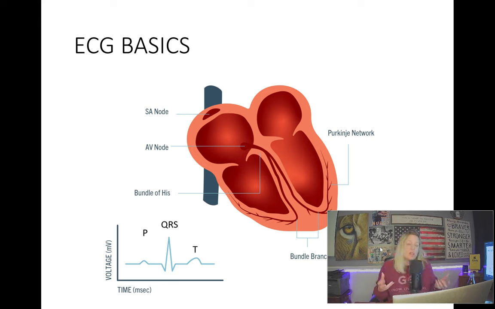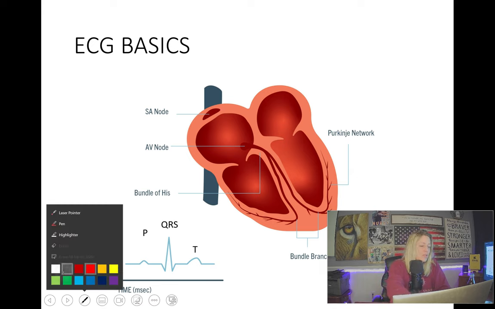And so we call it an electrocardiogram because these are electrolytes that are moving across the cell membrane in the heart. And this electrical impulse has to start somewhere. And in the normal, healthy heart, this electrical impulse starts in the sinus node. Okay, it starts in the sinus node.